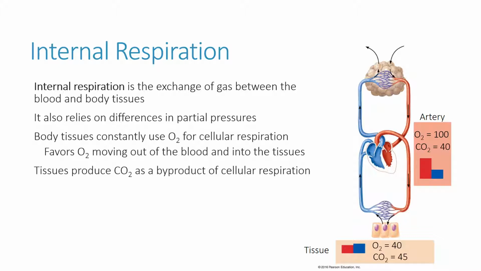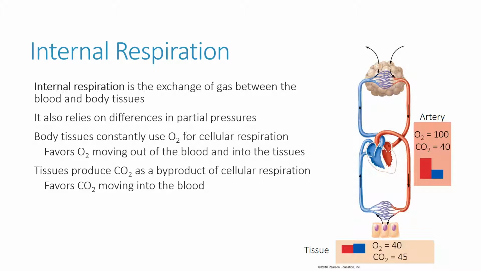As those tissues use that molecular oxygen for cellular respiration, they produce carbon dioxide as a byproduct. When carbon dioxide is dissolved in a fluid, it acts like an acid. And we have to get rid of that carbon dioxide before we start to acidify our body fluids. Because the tissues are constantly producing carbon dioxide, there should be a higher level of carbon dioxide in the tissues than there is in the blood.